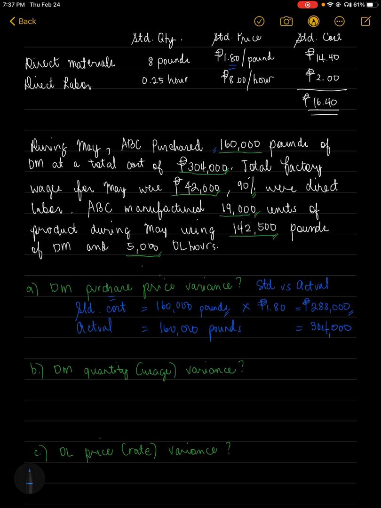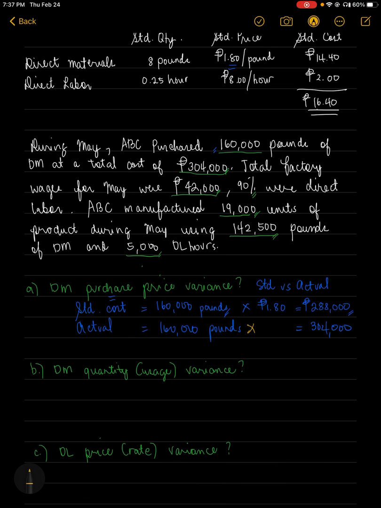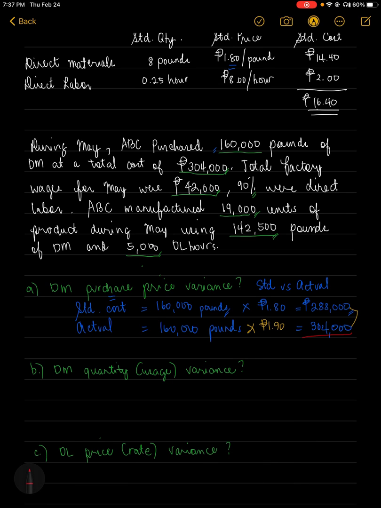So if you're going to use the information, the price per pound will be 1.9. But nonetheless, you are comparing the actual cost and the standard cost. So when you compare these two, you will be arriving at a difference of 16,000. And the 16,000 difference is considered to be unfavorable. So bakit siya na-consider na unfavorable? Because since we are talking about cost, the actual is higher than the standard. So that is unfavorable from the point of view of the company.